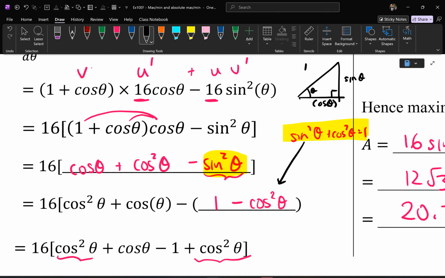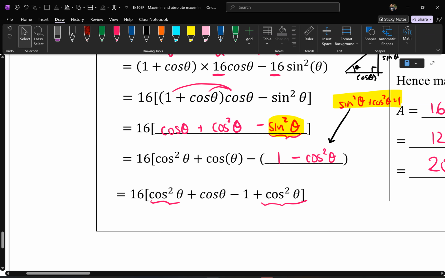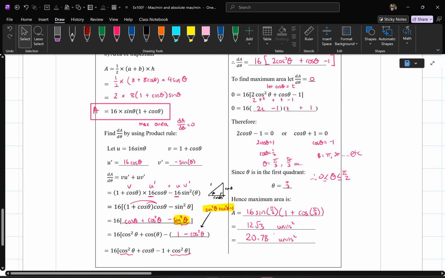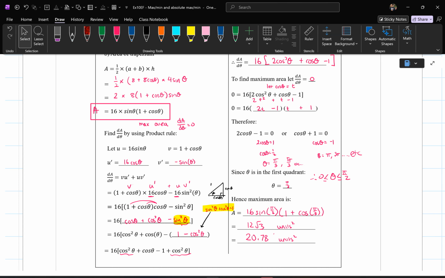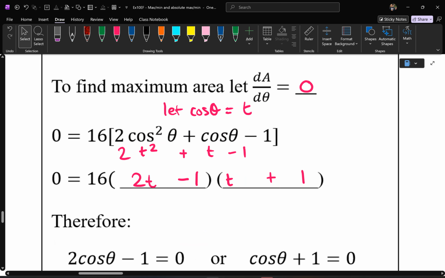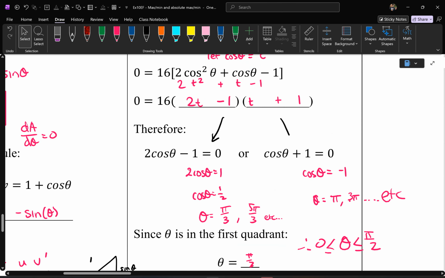Rearranged it to get sine squared of theta must then equal 1 minus cos squared of theta. Expand the brackets and you should get up to this step. So if you got stumped, might have been from here to here. Okay? And if you did it all correctly, you would have got 16 outside the brackets, 2 cos squared theta plus cos theta minus 1. Factorize that and solve. So you can again let cos theta equal t, or another parameter, and then factorize that using quadratics. So with my guidance there, it should get you 2 possible answers.